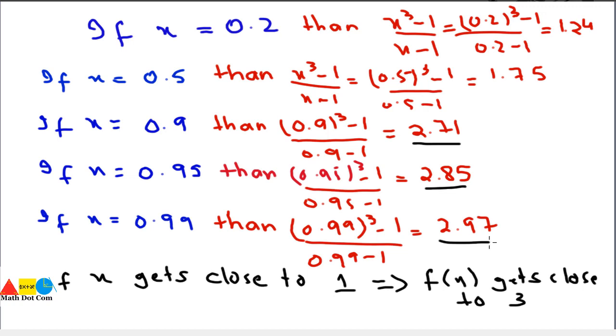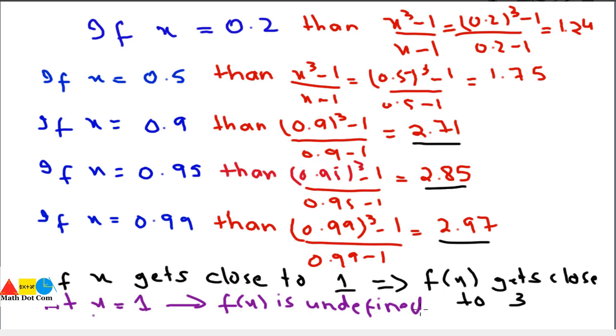2.71, 2.85, 2.97, it is increasing. So it means at x equals 1, f(x) is undefined, but at x equals 0.99, f(x) is going closer to 3. So these are the 2 important points that we have evaluated from the above. So we cannot take x equals 1 here, and that means f(x) is equal to 3. So limit is proposed in such a situation.